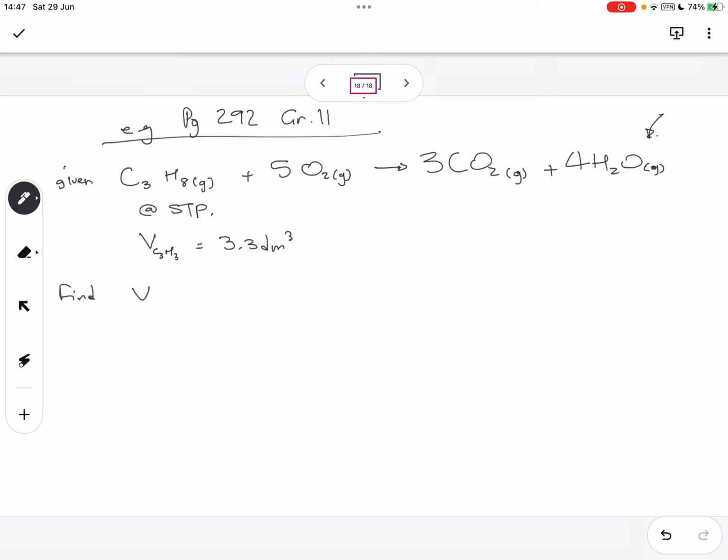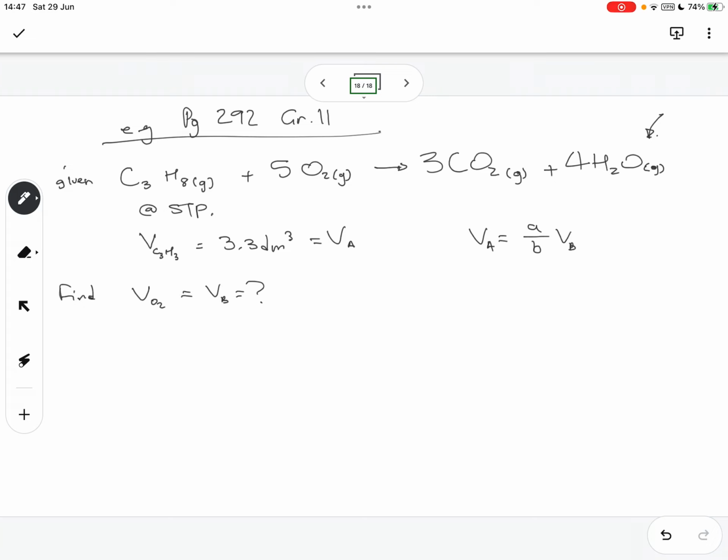And we must find out the volume of oxygen that is needed. So from our reaction, the stoichiometric coefficient for propane is 1, for oxygen is 5. And we must work out the volume of oxygen using those stoichiometric coefficients. So again, VA equals A over B times VB. B is oxygen, A is propane.